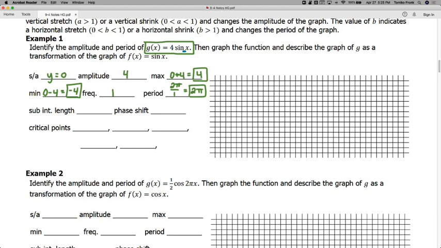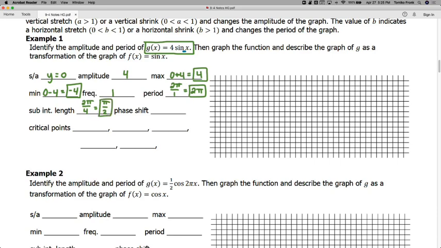Part of the reason I want to stick with radians is I want you guys to get more and more familiar with working with radians. It becomes really important next year and in calculus. Now, the subinterval length is always the period divided by 4. There are 4 subintervals in every cycle, and we're just going to simplify that. Do not leave me with unsimplified fractions. Pi over 2 is our answer there.